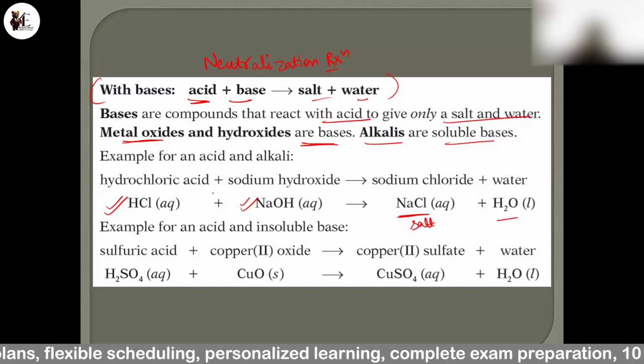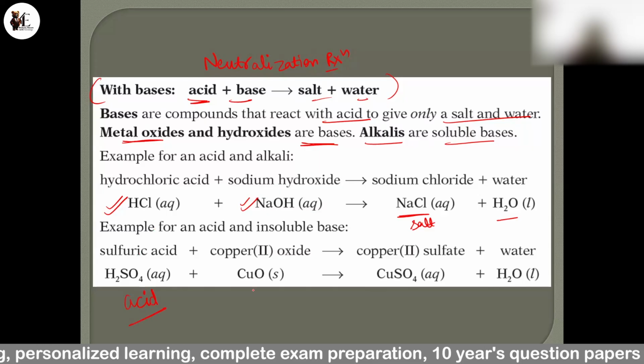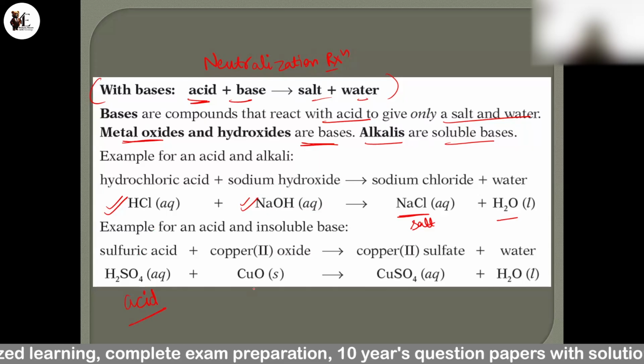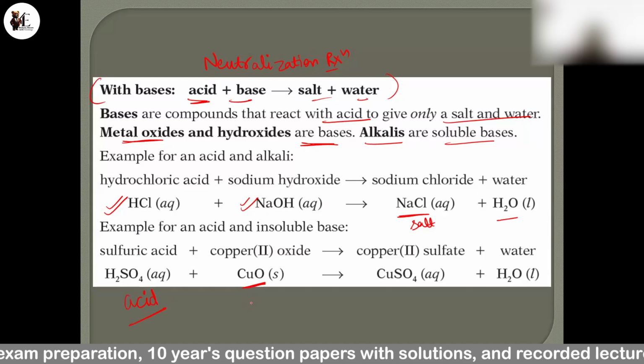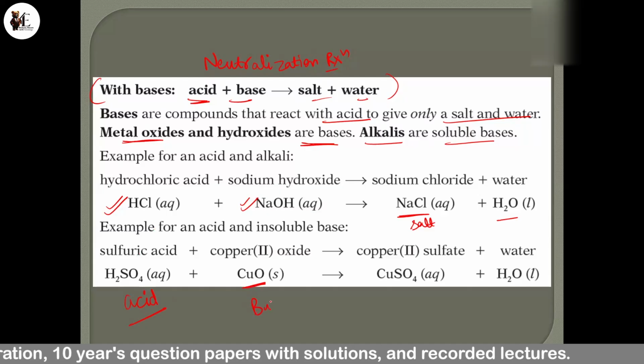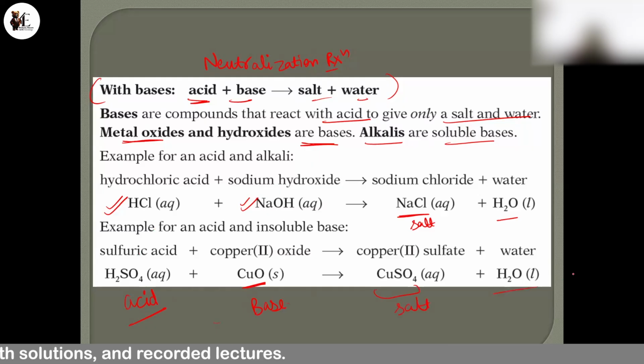Okay, next is sulfuric acid. It is your acid, as you can see by its name. Copper oxide is what? Basic or acidic? Tell me. Copper oxide is? Basic. Yes, it is basic. So acid and base react to form salt and water. Another example is this: sulfuric acid plus copper oxide gives you copper sulfate plus water. So write down this reaction, neutralization reaction. Acid plus base gives you salt and water.